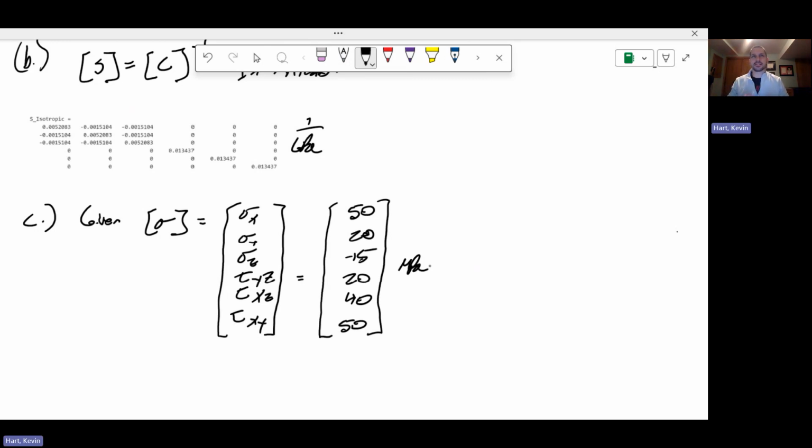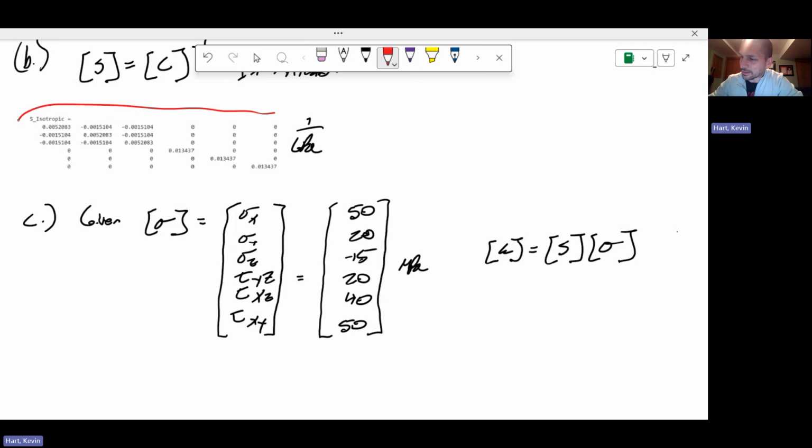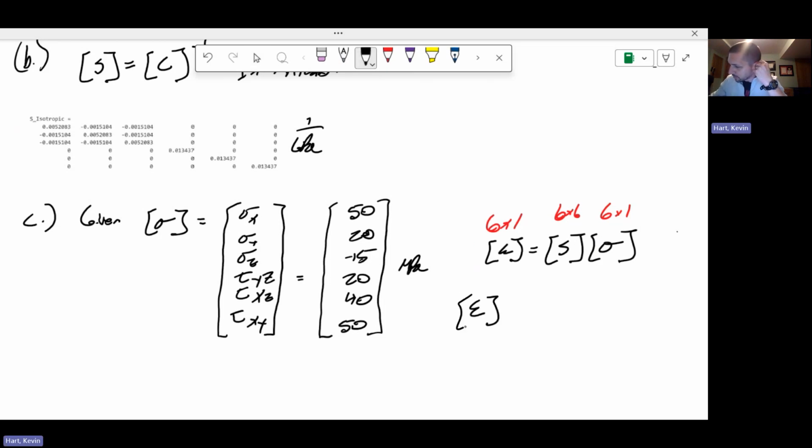We need to then take this and calculate what the strain is. The strain, given this information, is the compliance matrix S times the stress vector. We have the compliance matrix S, that's up here. Again, you'll have to do this computationally. We have the stress vector, so we have both of these things. This is a 6x6, remember? This is a 6x1. This is going to result in a 6x1 for the strain. And if you do that, you'll get the following strain values, or you should.